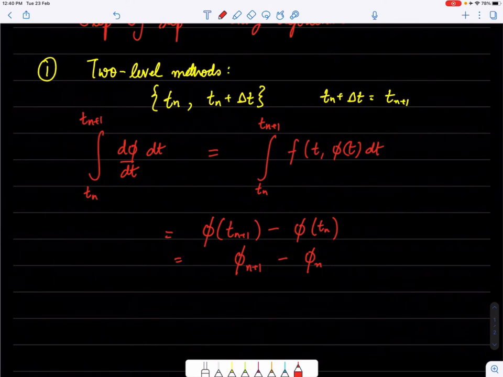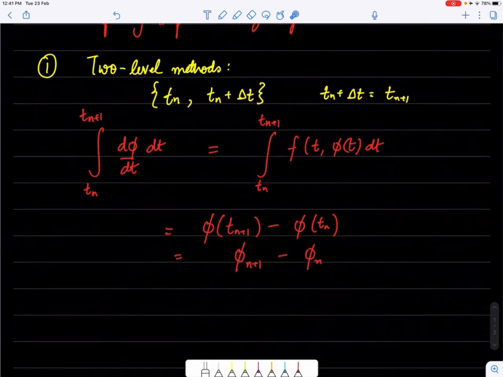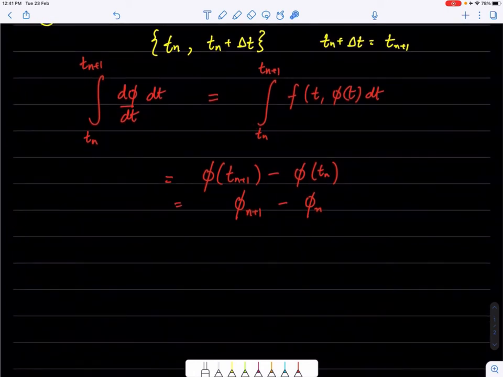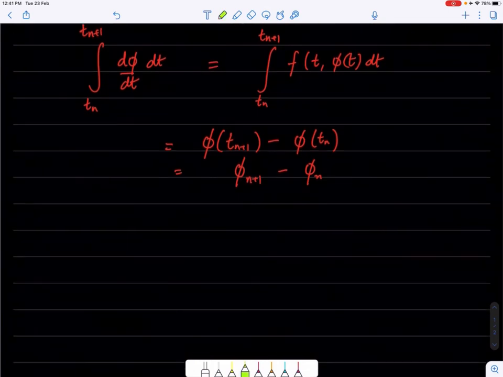Now if at some instant I know the value of phi, I need to use this integral to calculate the value of phi at the next time instant. So what we look at are approximate quadratures for this integral. By the way, what we have done so far is the exact solution, but now we need to look at approximations for this integral. These are the different quadratures that we will encounter.